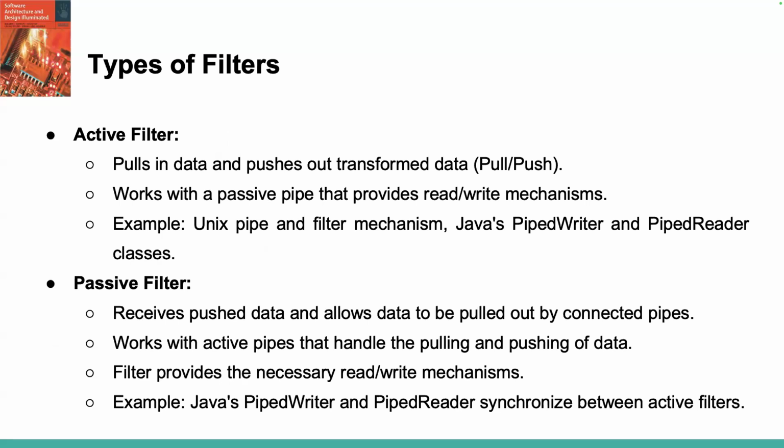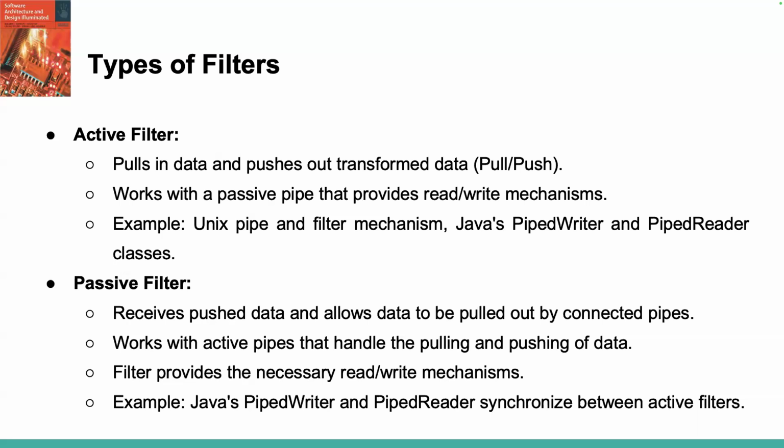Active filter. An active filter is one that actively pulls data from the upstream source and pushes it downstream after processing. These filters work well when paired with passive pipes. An example of an active filter can be found in Unix systems, where data is pulled from one command and pushed to another in a pipeline.